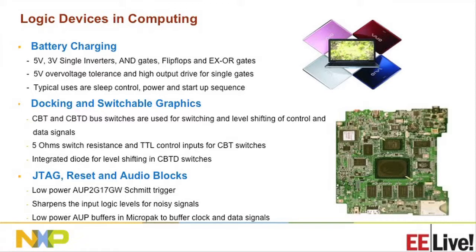And some of the test interfaces like JTAG and reset blocks, we find the dual gates like AUP logic. Again, these are noisy signals. You want to make sure your output is well defined. So sometimes you would put in a Schmitt trigger just to get a defined output there.